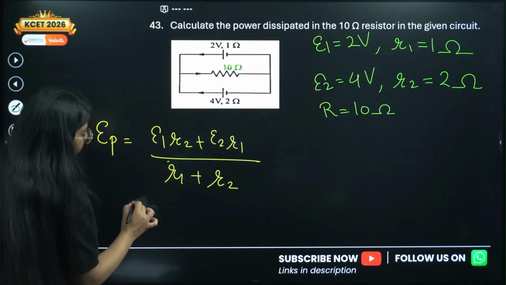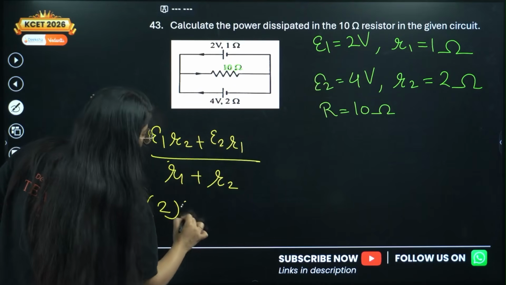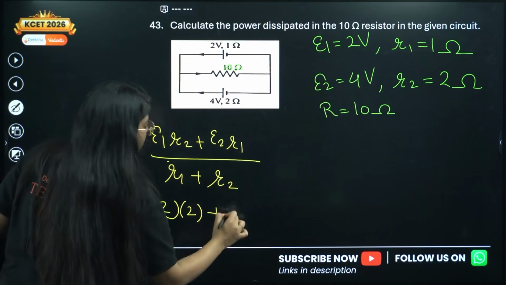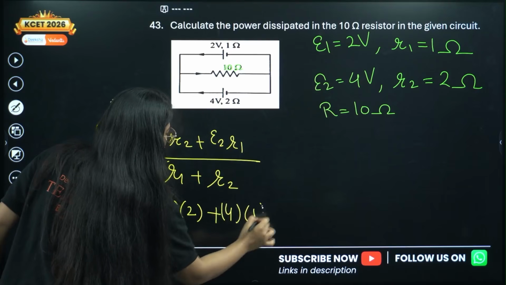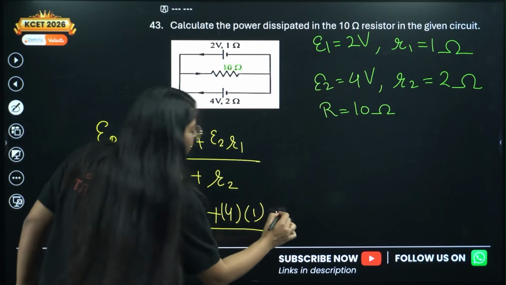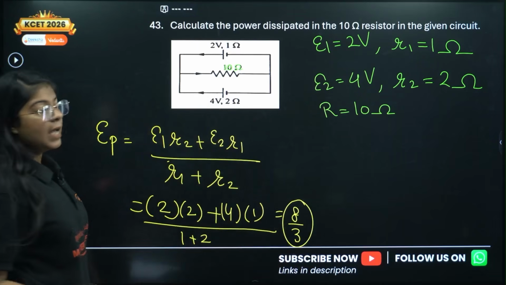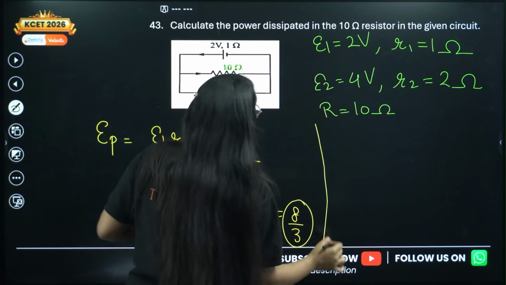Okay. So E1 is what? That is 2, R2 is also 2, plus E2 is 4 and R1 is 1, divided by R1 is 1 and R2 is 2, and this will come out to be 8 by 3. Correct? Now to find the equivalent resistance.